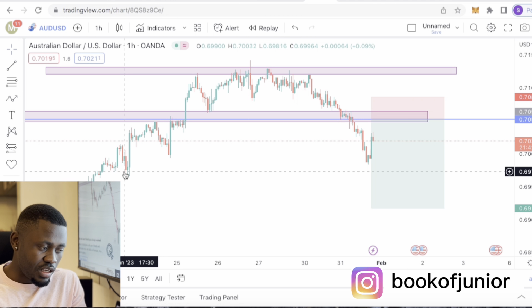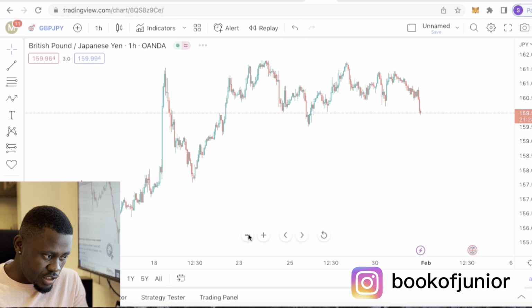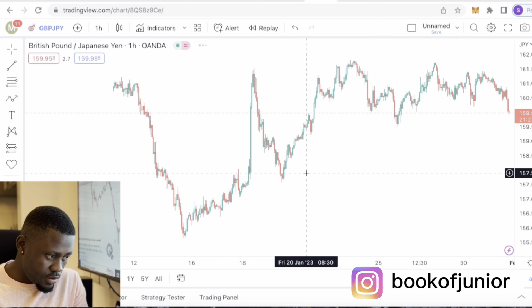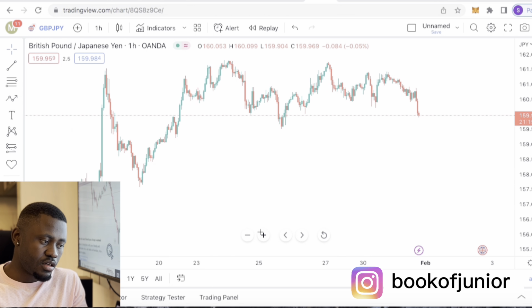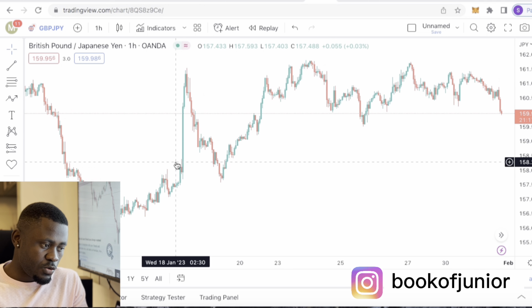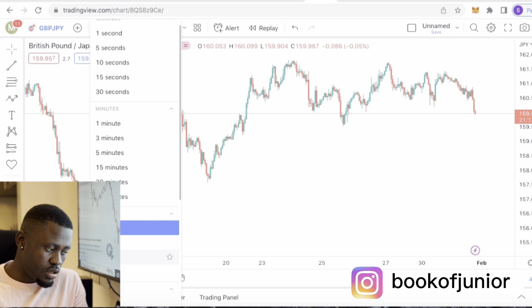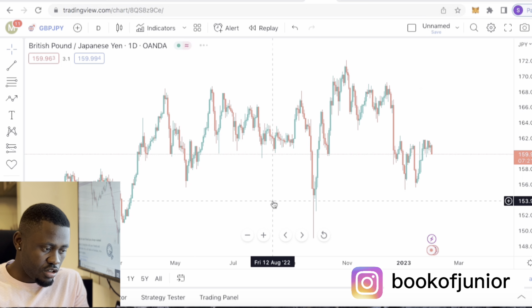So now let's head on to the next pair, GBP JPY. We have GBP JPY right here, traders. As you can see, the first thing you can do is check the trend of the market so that you know what you are dealing with. So now we go to the daily time frame and see what we are dealing with. Is it an uptrend or a downtrend?